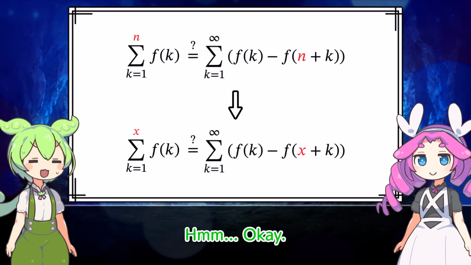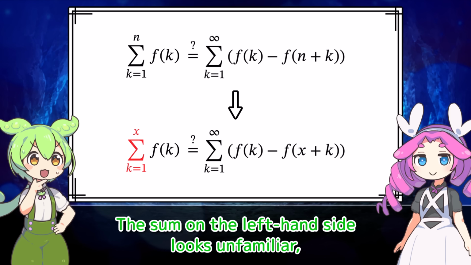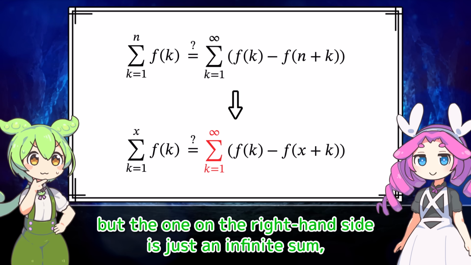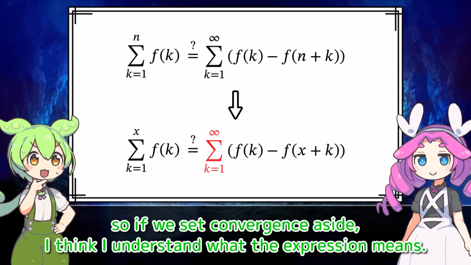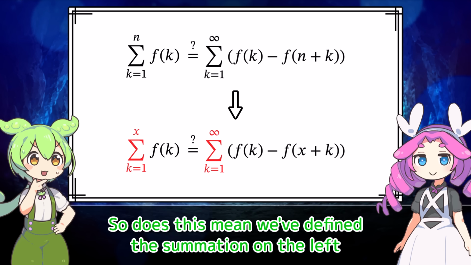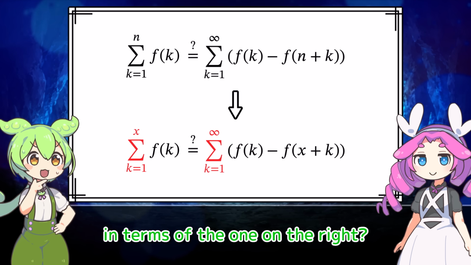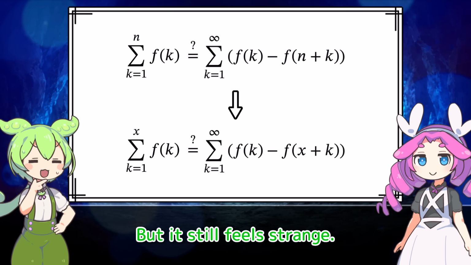What? Okay. The sum on the left-hand side looks unfamiliar, but the one on the right-hand side is just an infinite sum. So, if we set convergence aside, I think I understand what the expression means. So does this mean we've defined the summation on the left in terms of the one on the right? But it still feels strange.